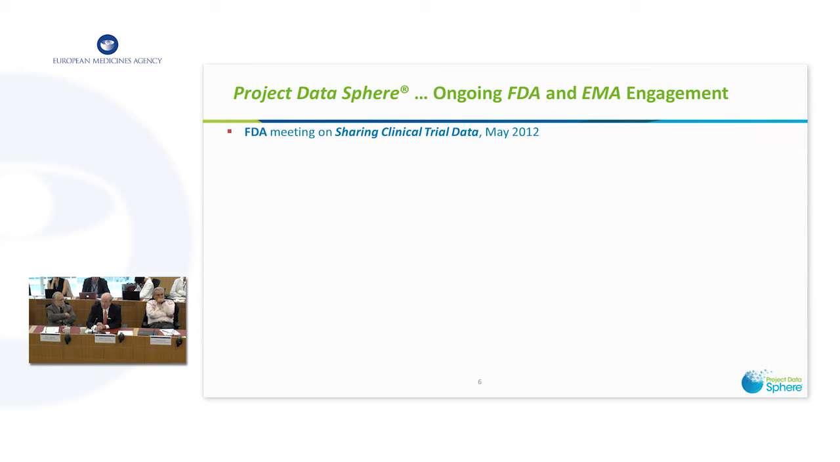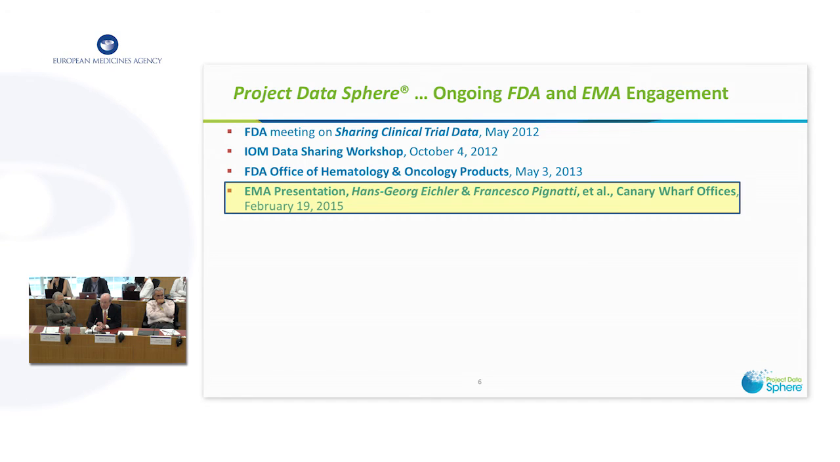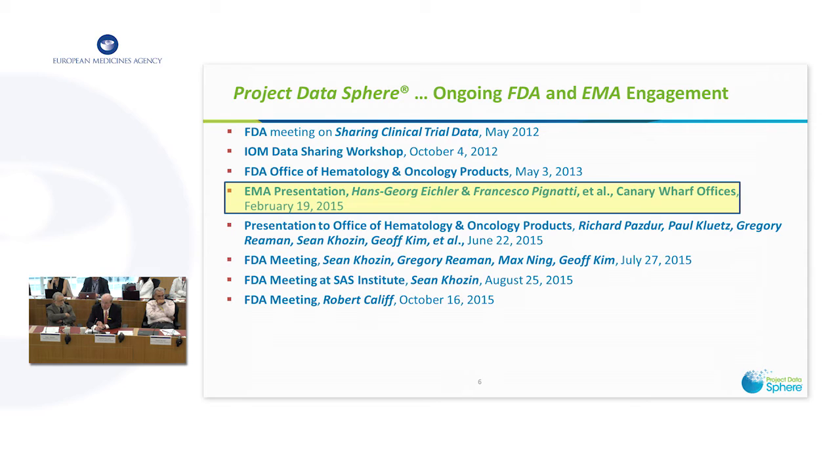So here are a number of meetings to let you know, since 2012, a number of meetings with the FDA, the IOM, and a very important first meeting with the EMA that took place in February of 2015, when we were invited by Francesco and Hans-Georg to make our first formal visit to Canary Wharf. And then there were a number of subsequent meetings with the United States FDA, such that now we have every 6 months a meeting with the FDA on this topic in the oncology hematology branch, of course, of that agency.